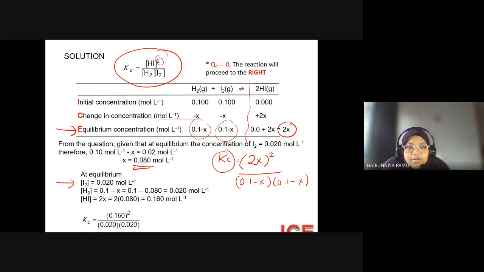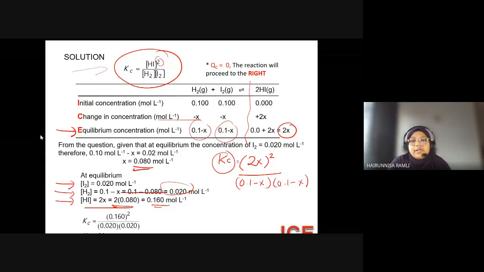So iodine sama dengan hydrogen kan. So that's why value dia sama. And then for HI dia 2X. So darab 2 lah. So you substitute all this value dekat dalam KC. Dapatlah value of KC 64. Okay? So clear? So now, ada soalan tak?